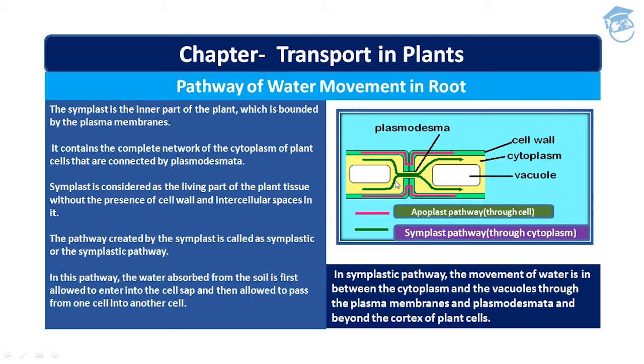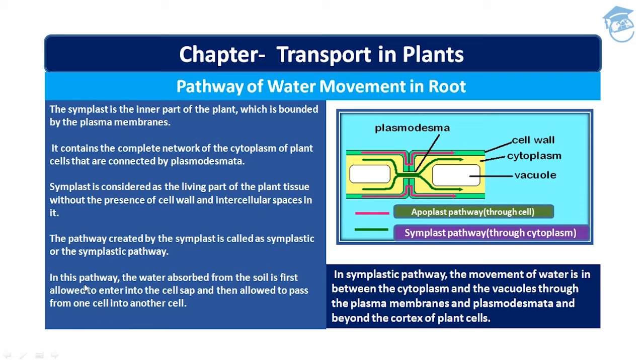Can you predict whether it's living or non-living? Yes, you can, because symplast is present in the inner part of a plant. That's why it is considered the living part of a plant tissue, without the presence of cell wall and intercellular spaces in it. And the pathway created by symplast is called the symplastic pathway.